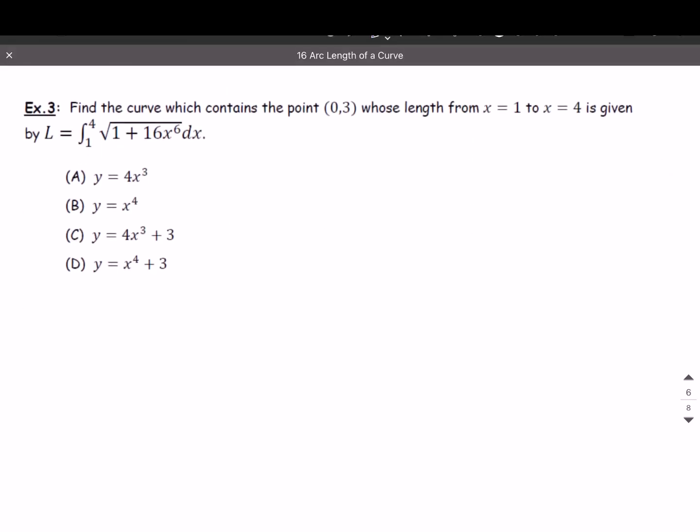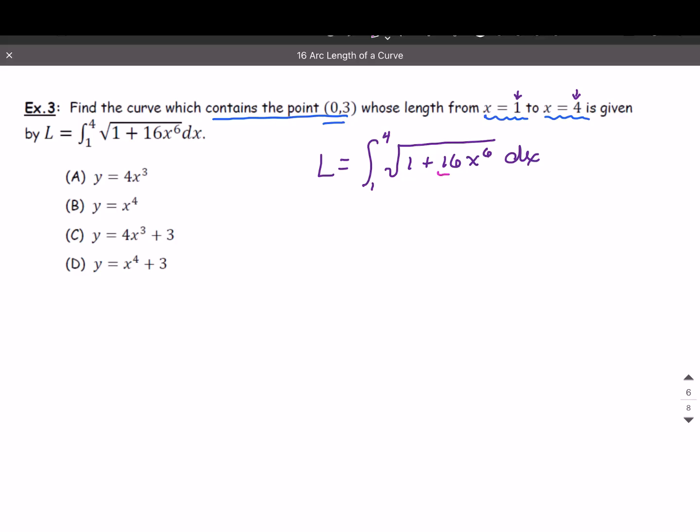Now we're going to find the curve which contains the point (0, 3), whose length from x equals 1 to x equals 4 is given by this integral. I'm just going to rewrite this integral here so we can look at it. The integral from 1 to 4, notice that's our a, that's our b, of the square root of 1 plus 16x to the 6th dx.